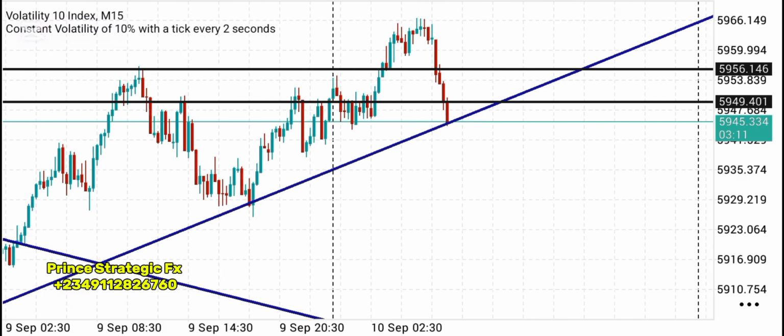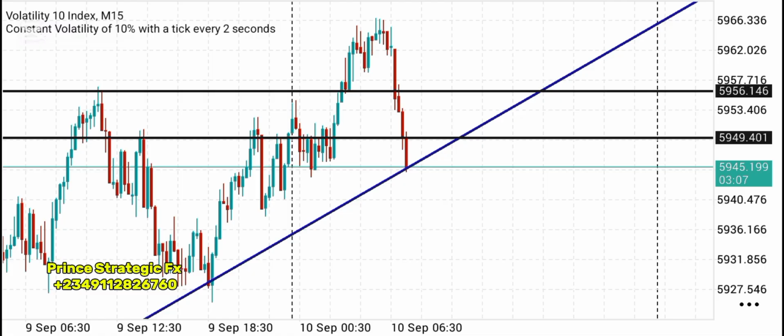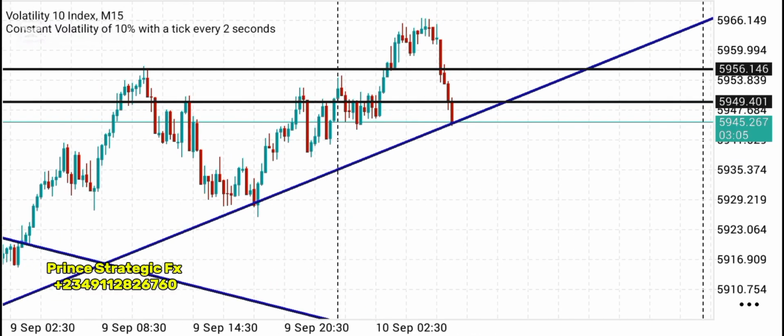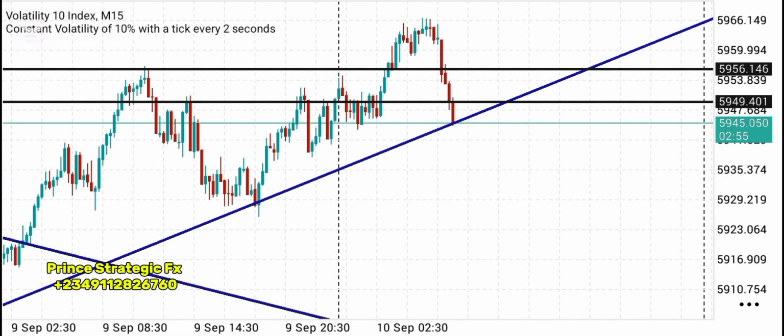Like right now, candlestick formation is necessary. You understand? So we need to pay attention to it, because price has already hit our trend line. Can you see that? It has already hit our trend line.